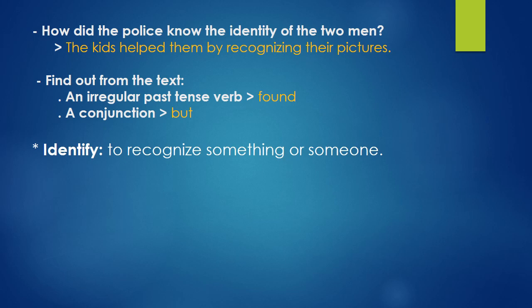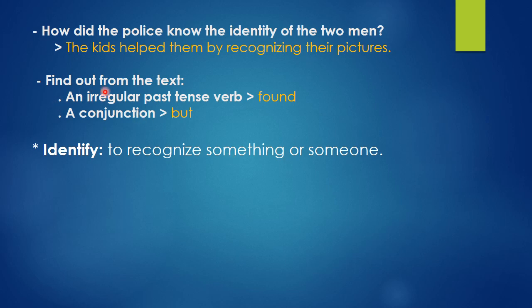Okay, so how did the police know the identity of the 2 men? Sorry, the kids helped them by recognizing their pictures. So the police gave the kids pictures and told them to recognize or identify which among those people are the criminals, the 2 men that they were trying to kill the pups.